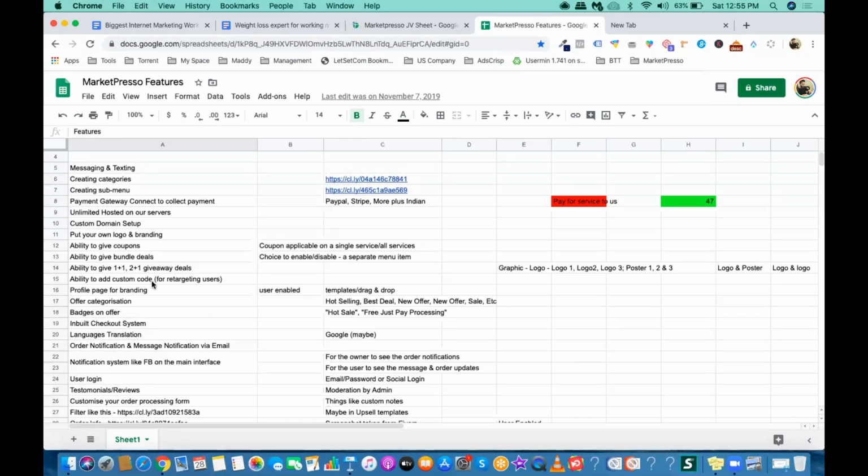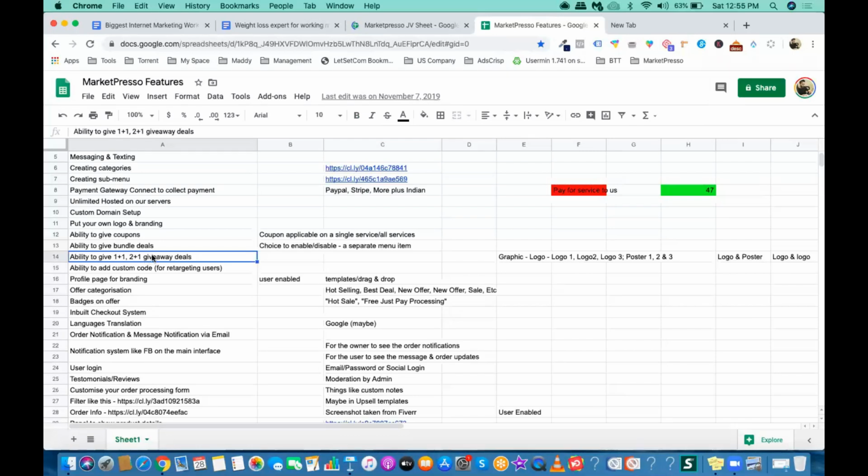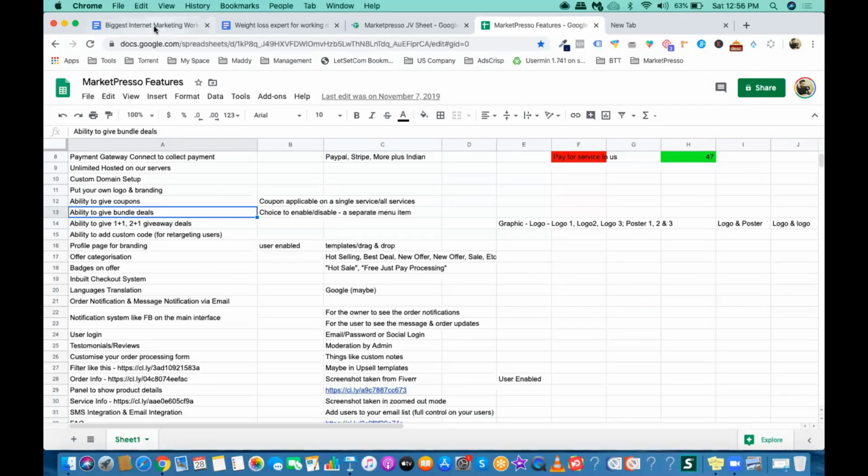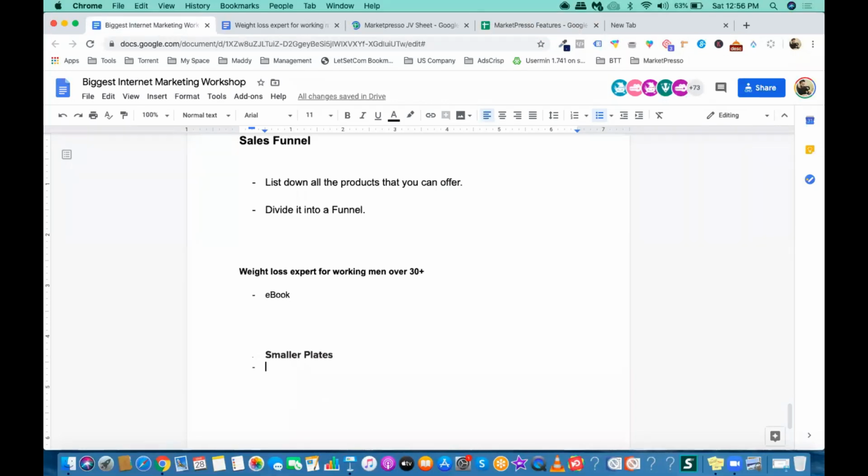For example, this feature went into OTO1. This feature went into OTO1. This feature went into OTO1. I understand that a lot of people would be asking, what is OTO? OTO is basically one time offer. You can say the upgrade, or you can say the upsell. So this is what an OTO means: the one time offer, the upgrade or the upsell.